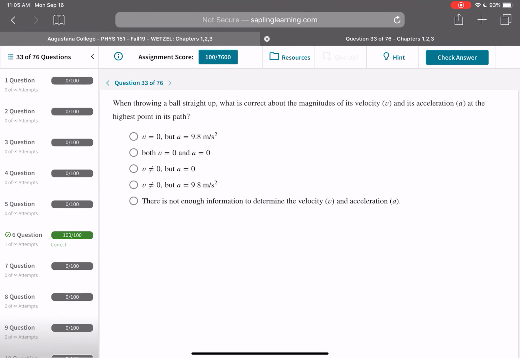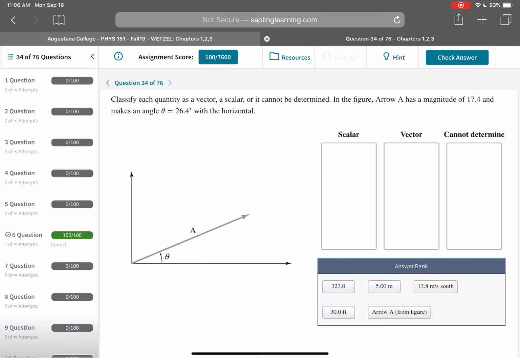Okay, when throwing a ball straight up, what is correct about the magnitudes of its velocity and its acceleration at the highest point in its path? So you throw a ball straight up, the velocity and acceleration at the highest point. So at the highest point, the velocity is 0, and the acceleration is always negative 9.8 meters per second squared. Or in this case, we're talking about the magnitudes, so we don't care about the minus sign. So v is 0, but acceleration, even though v is 0, you're still going to fall. You're not just hanging out there when you get up there. You're still falling. Okay? So it's 9.8.